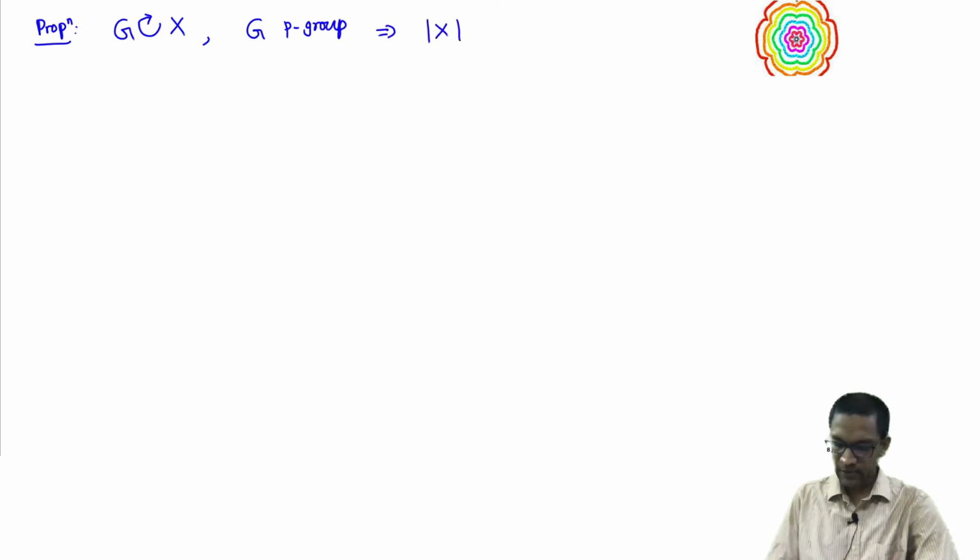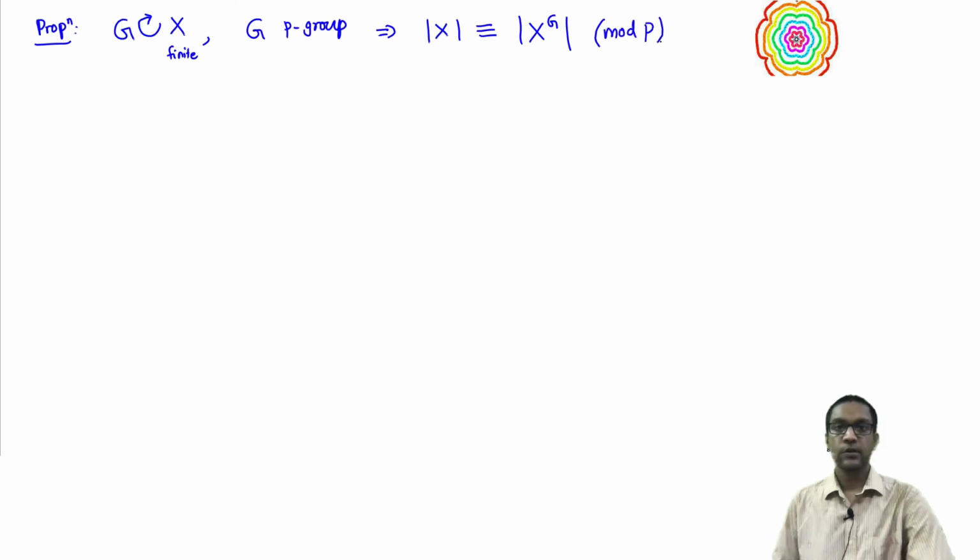Okay, so now we'll do a second application of the principle that we talked about earlier, the fixed point principle. So the proposition, let me recall the fixed point principle this time. G is a finite group acting on a finite set X, and G is a P group. Then we said the cardinality of X. So here everything is finite. Cardinality of X and the cardinality of the set of fixed points are congruent to each other modulo P.